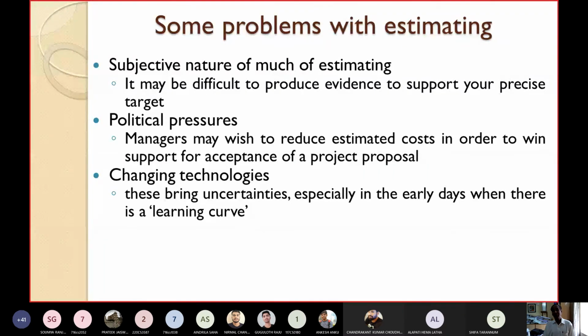So that will take some more time, and initially it will slowly go up and then it will come down. So this will take more time. So changing technologies is another problem with estimating.